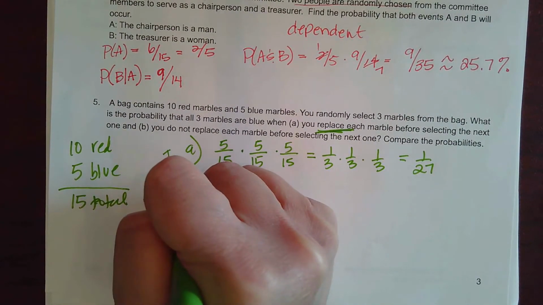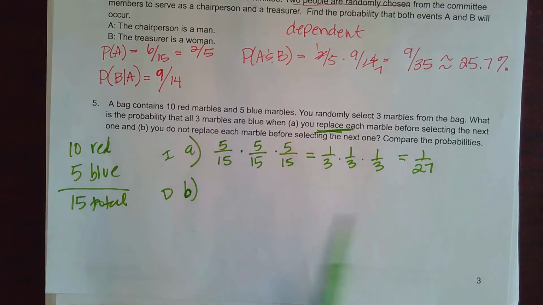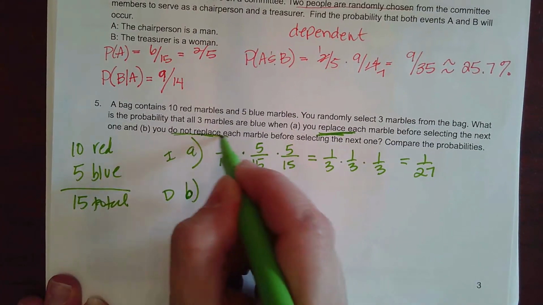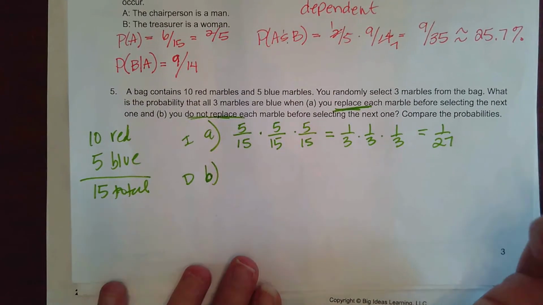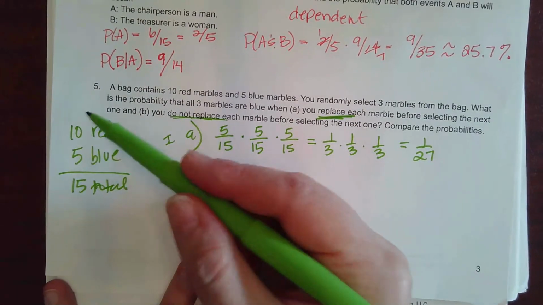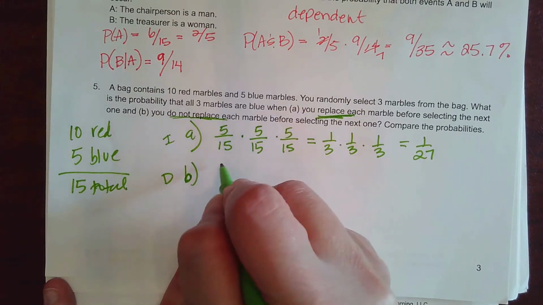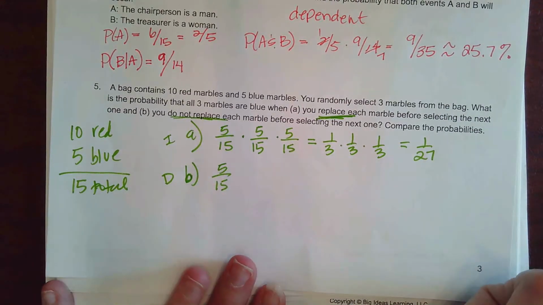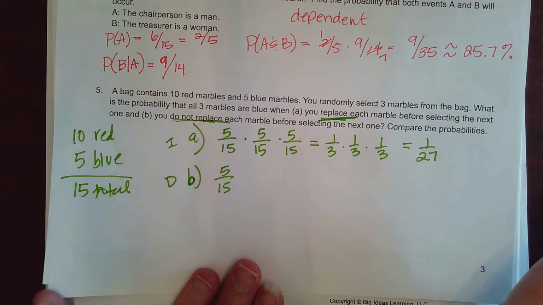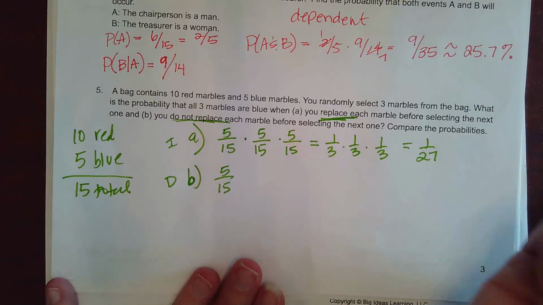All right, now let's look at the dependent event. So this one says you do not replace. So again, the probability of picking blue on the first draw. Well, because we haven't done anything yet, the probability is 5 out of 15 because there are 5 blue marbles and now total of 15 marbles.